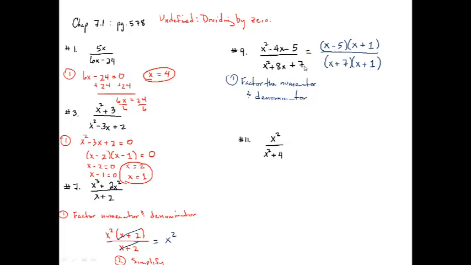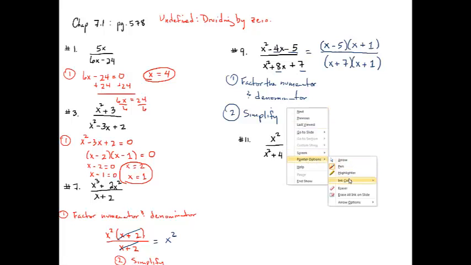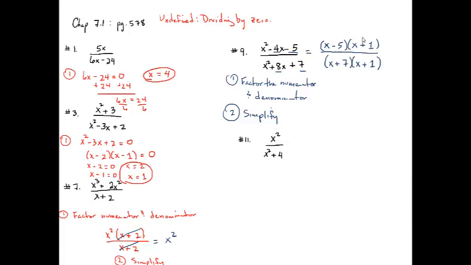7 times 1, that's positive 7. 7 plus 1 is 8. If you remember products and sums, it's very simple to check yourself. Negative 5 times positive 1 is negative 5. Negative 5 plus positive 1 is negative 4. Good. And then the second step is to simplify. Let's change my color again. Well, x plus 1 cancels out with x plus 1. And my final answer is x minus 5 divided by x plus 7. Great. So far, so good.